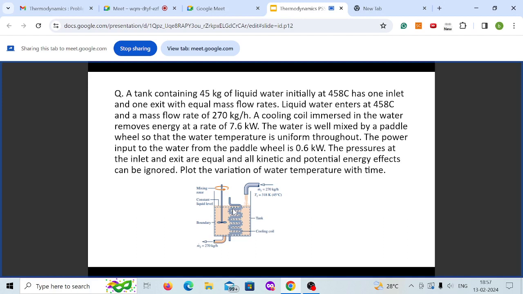You see in this figure, you have a tank with water. This water initially is at 45 degrees Celsius, and you are also putting in some water which is coming at 45 degrees Celsius, but there is a cooling coil which is removing heat from the tank. So your temperature should go down. The paddle makes sure that the tank is at a uniform temperature, so the whole of the water in the tank will be at some temperature, and that is the temperature at which the fluid will leave.